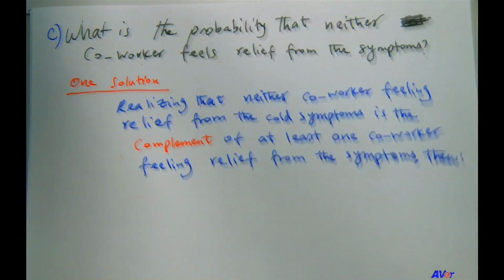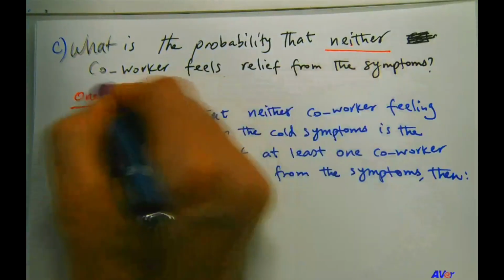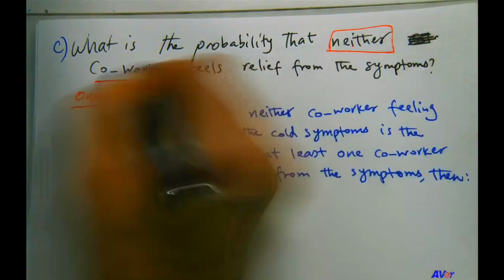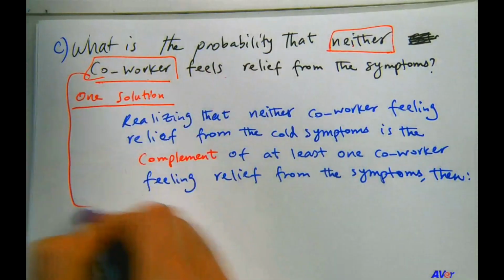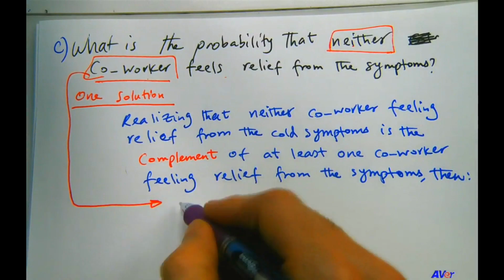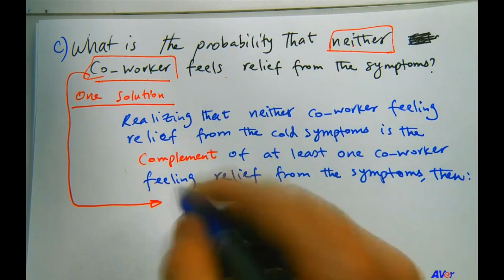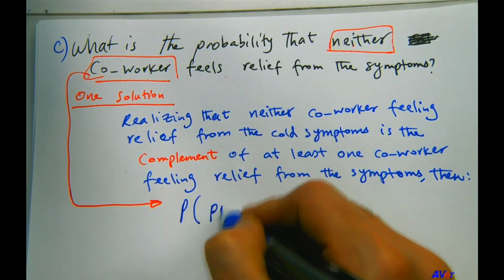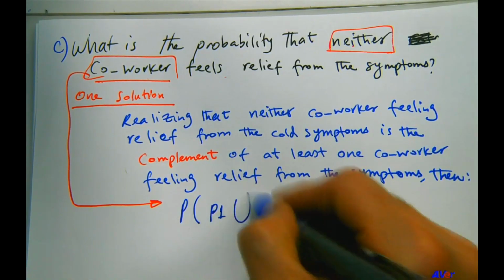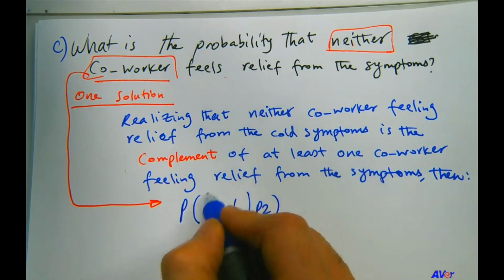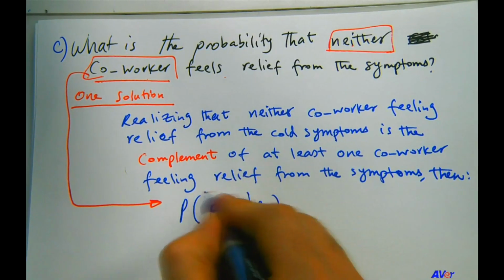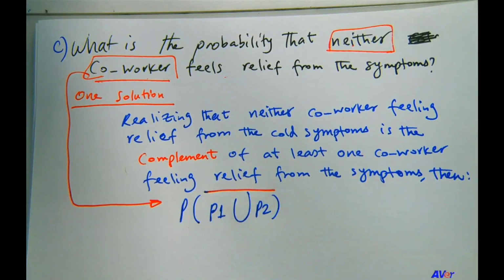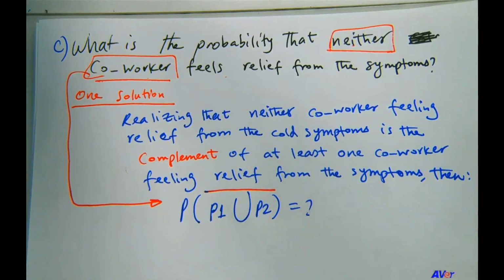so neither coworker, so that would be this. We can write it as the probability that the first individual union this, at least, complement, and I'll put this bar in red so it stands out. So that is what this question is really asking about, the complement of the at least case.